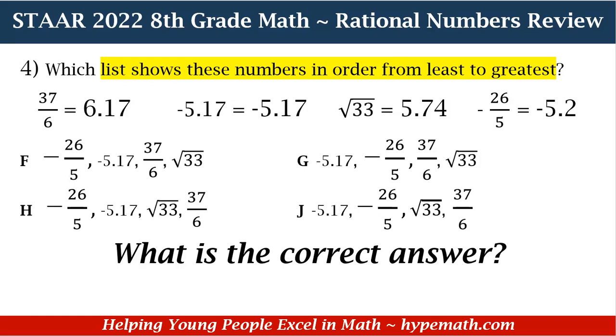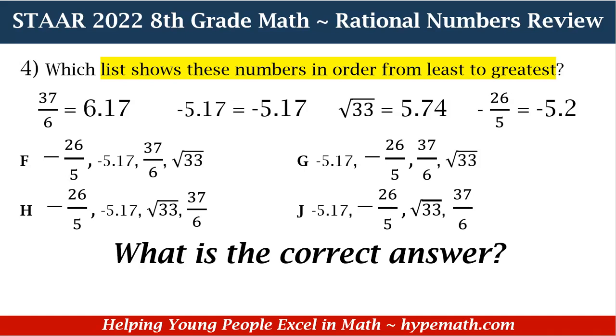Now we need to focus on 37 over 6, which when converted is 6 and 1700ths, and the square root of 33 is 5 and 7400ths. Which is smaller out of those two? It is the square root of 33 because it is 5 and 7400ths. And then lastly, 37 over 6 would be our last number, or our greatest number, because it's 6 and 1700ths.